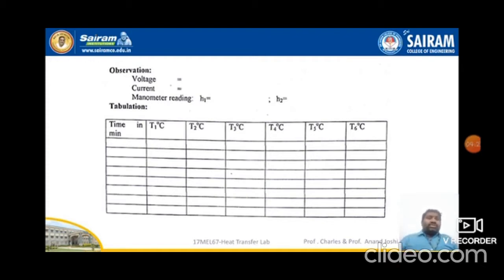And a tabular column is given for various temperature readings for the pin. The fin has some length, and at different positions of the fin, thermocouples are attached. At different points of the fin, the thermocouple reads the temperature digitally. Those temperatures are given as T1, T2, T3, T4, T5, T6 at various instants of time. For every 5 minutes, 10 minutes or 15 minutes, we note what the temperature changes in the fin are.